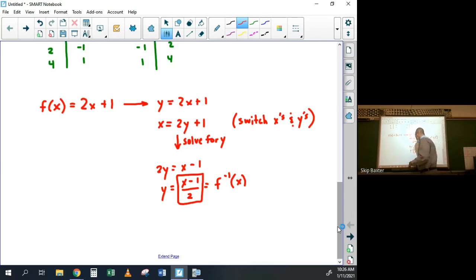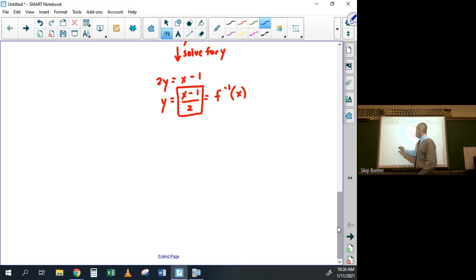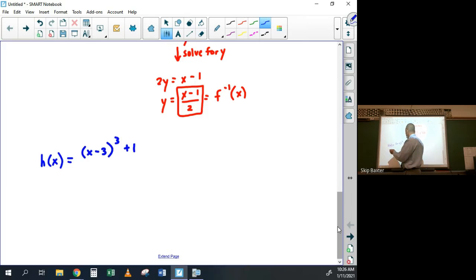Okay? So what if the original function was h of x equals, suppose it was something complicated here. How about this? What if it was x minus 3, parentheses, x minus 3 cubed plus 1 divided by 7.